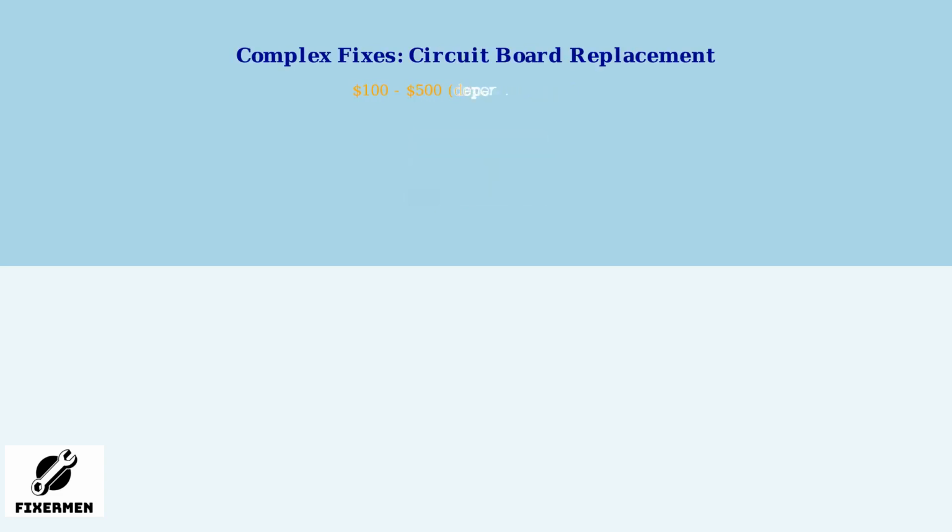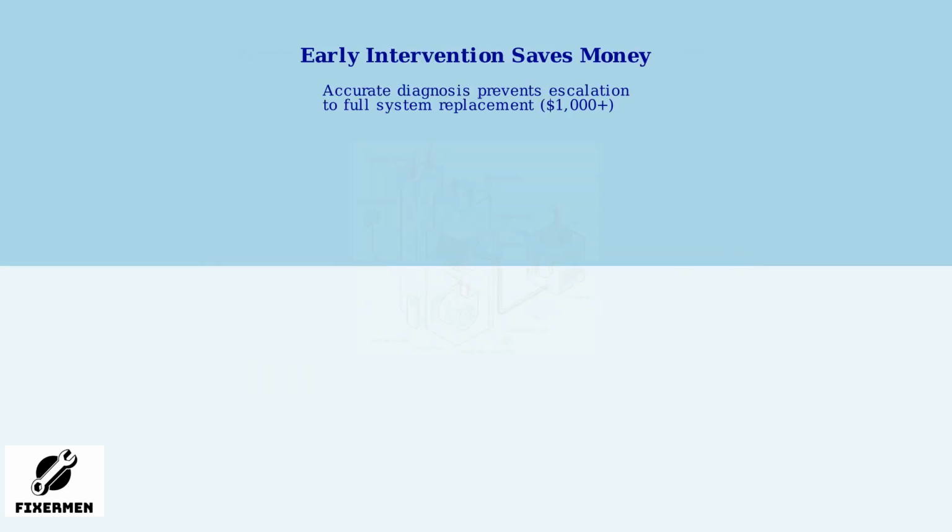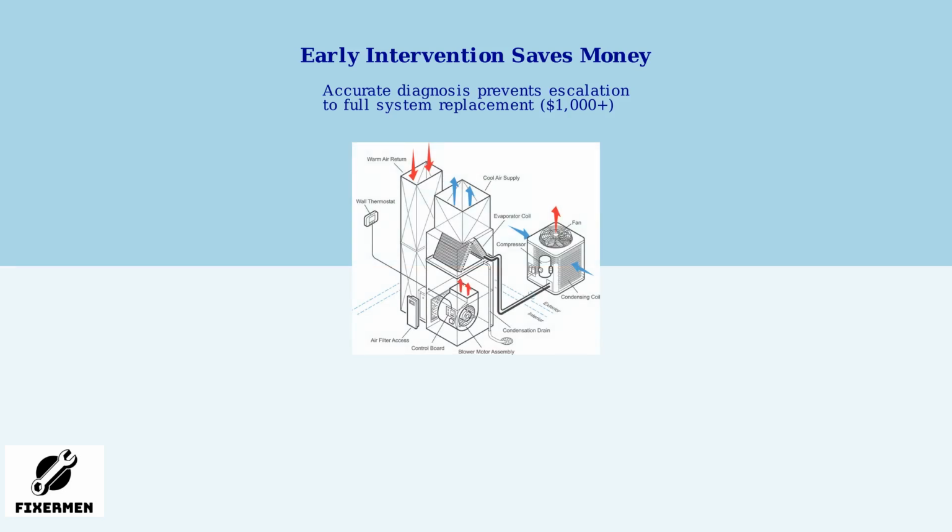More complex repairs, such as replacing a faulty circuit board, can cost between $100 and $500. This cost varies depending on your specific Lennox model, with higher-end units requiring more expensive replacement parts and specialized labor. Early intervention and accurate diagnosis are crucial for cost savings.